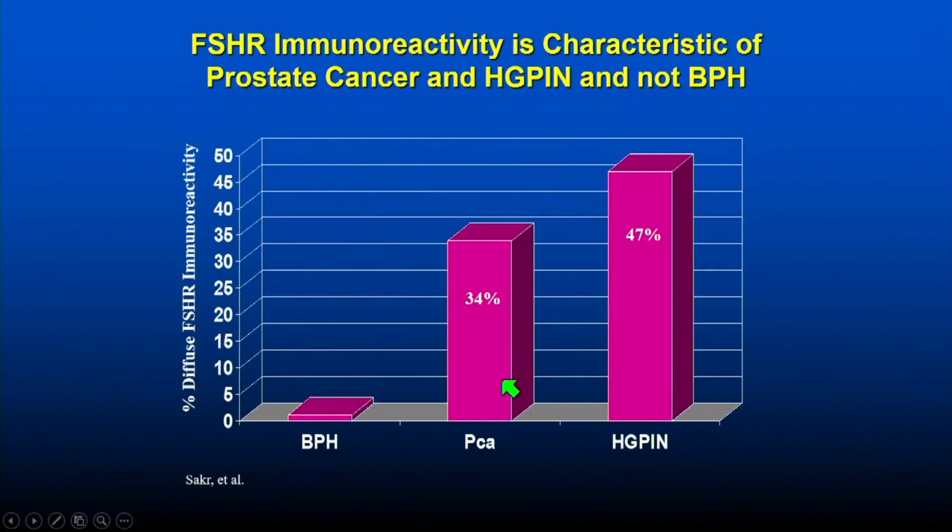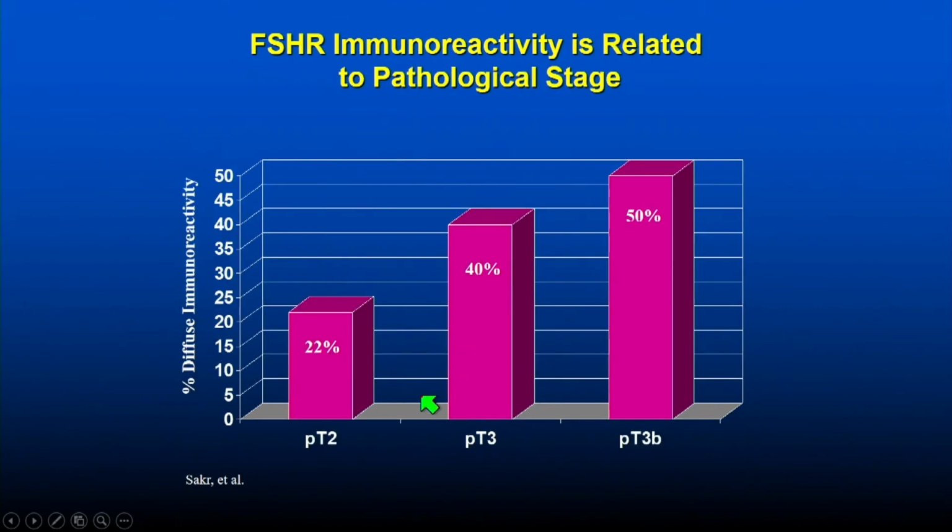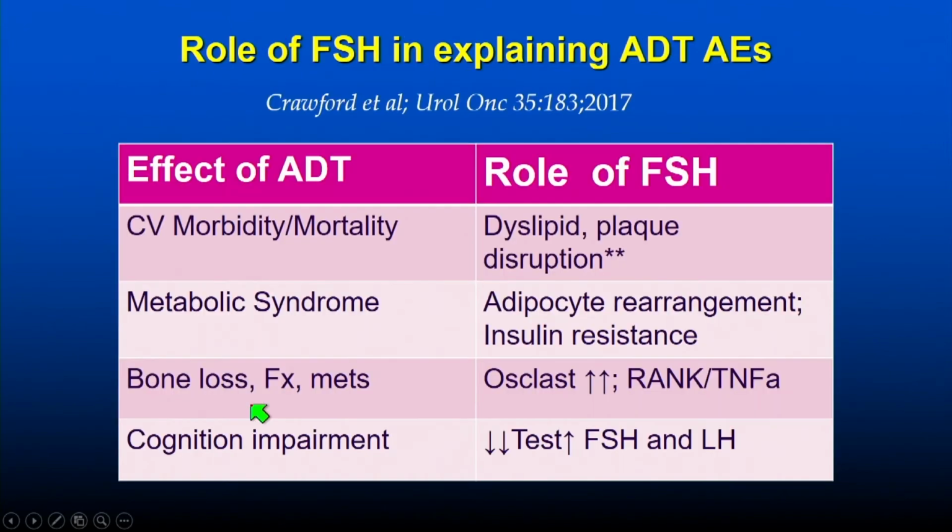And here are some data from Dr. Sacker looking at FSH receptor immunoreactivity compared to patients with high-grade PIN as well as prostate cancer. And if one takes a look at the T stage associated with FSH receptor immunoreactivity, again, a direct correlation with increased receptor reactivity as a function of the T stage of the prostate cancer. Okay, so those are sort of the preclinical and in vitro models that suggested a role for FSH.